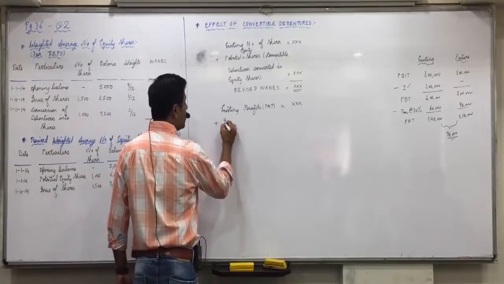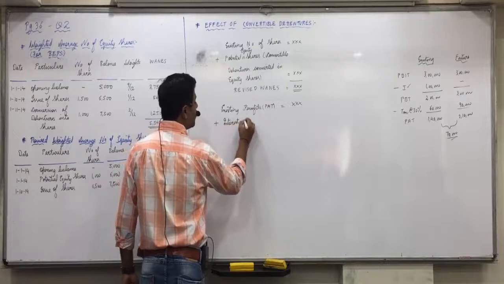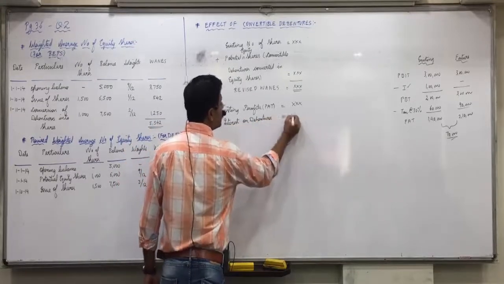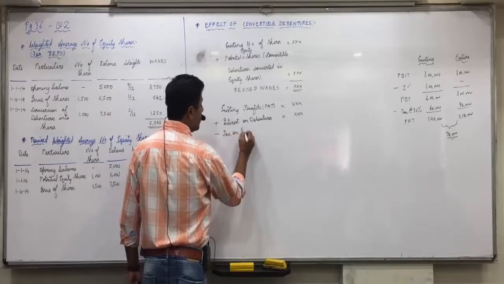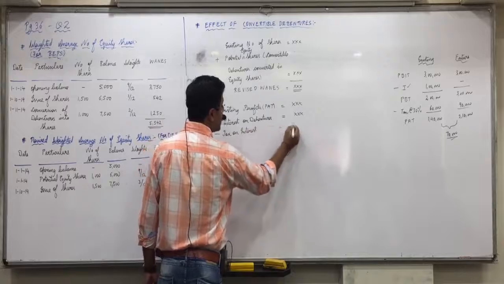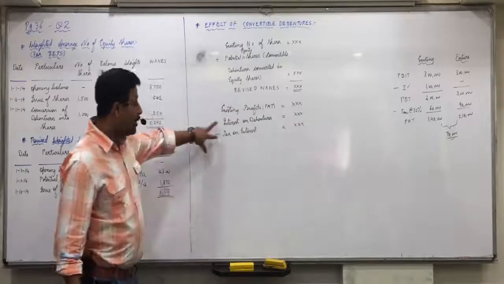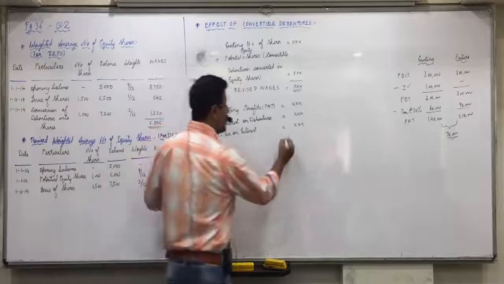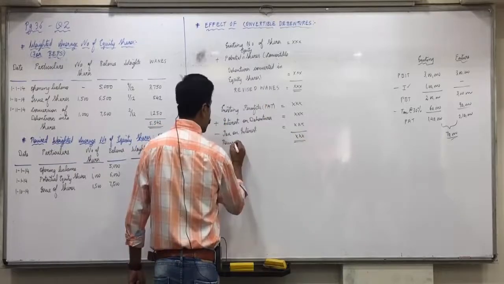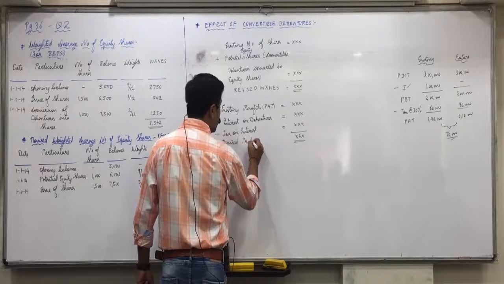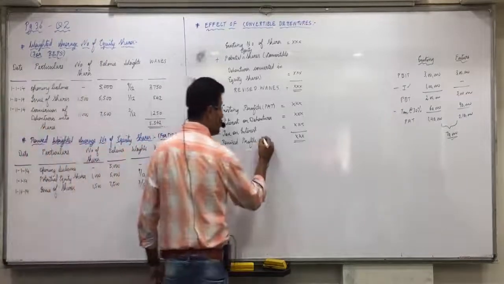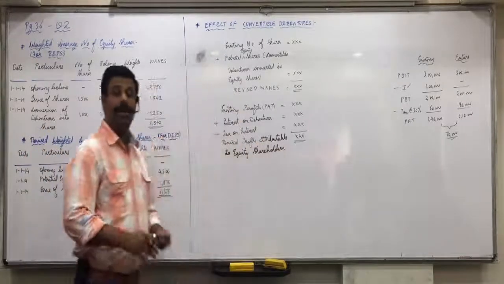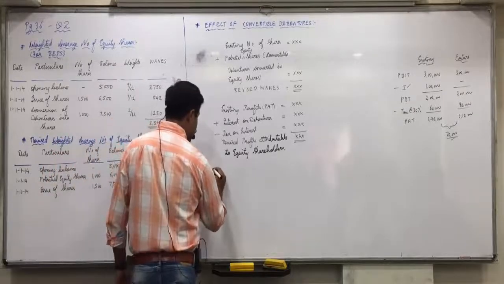Now in future, the profit will increase with the amount of interest on debentures, but simultaneously profit will decrease with the amount of tax on interest, because the tax burden will increase. Did everyone understand this? So this will be the revised profits attributable to equity shareholders. Any confusion in this? Now, how will you find diluted EPS?